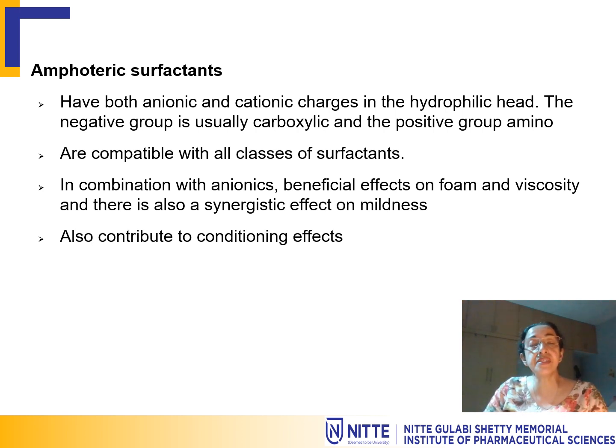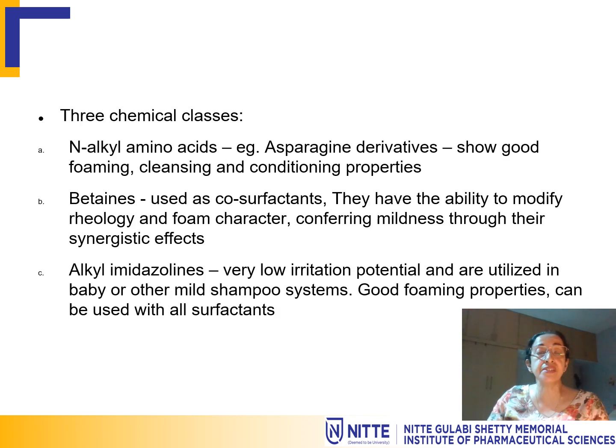Amphoteric surfactants are characteristic in that they have both anionic and cationic charges in their hydrophilic head. The negative group is usually a carboxylic acid group and the positive group is an amino group. The important thing about amphoteric surfactants is that they are compatible with all types of surfactants, that is, along with the anionics, cationics, and non-ionics. When used with anionics, these amphoteric surfactants tend to have better foaming and they also tend to improve the viscosity. They also have a synergistic effect on mildness. So they are known for their mild effects. They also have some conditioning effects as well.